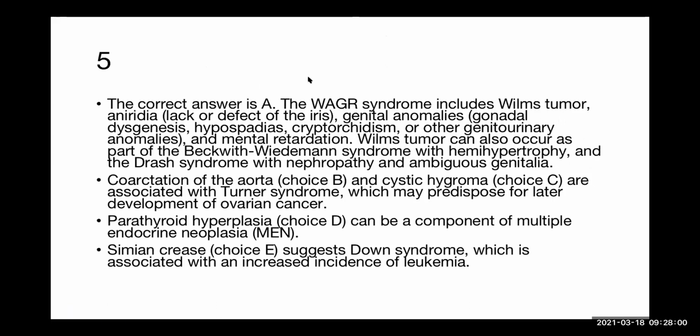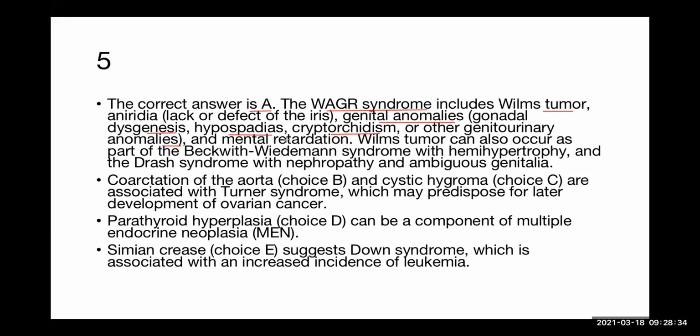The answer is A here. Okay, the answer is A. Now see this. The WAGR syndrome includes Wilms tumor, aniridia, that is lack of defect of the iris. G stands for genital anomaly, which may be gonadal dysgenesis, meaning gonads are not properly formed, hypospadias, cryptorchidism, or other genitourinary anomaly.